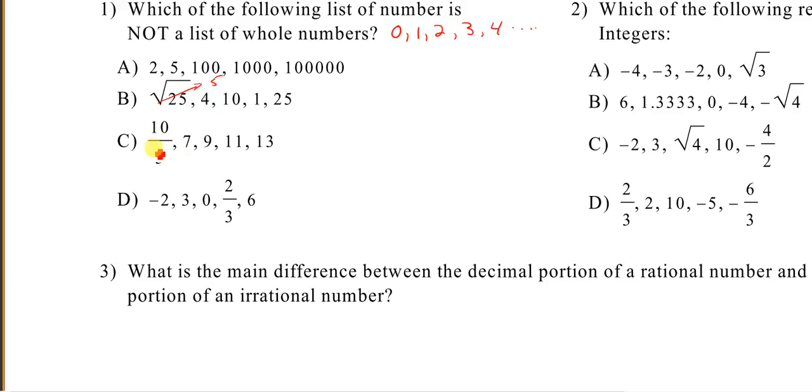Looks like we have a fraction, but 10/5 is actually 2. So once again, they're all integers, and they're all 0 or greater. The next list down here has a fraction, which is not a whole number, and it has the number -2. So this is not a list of whole numbers.